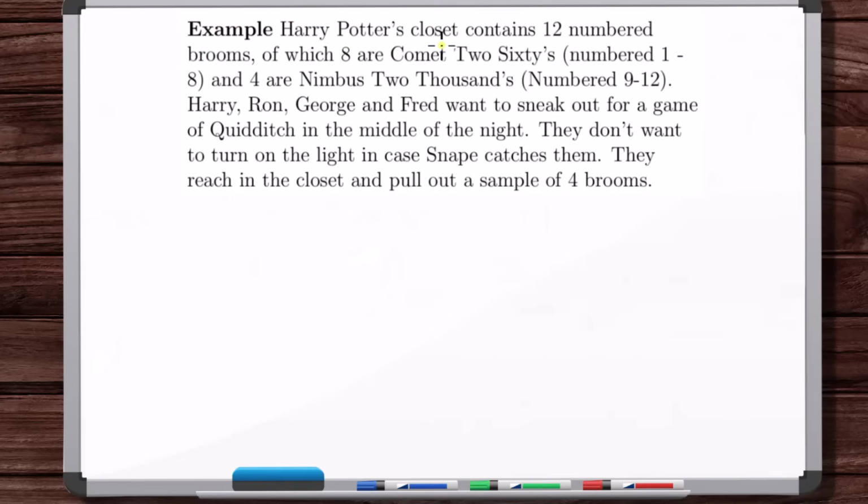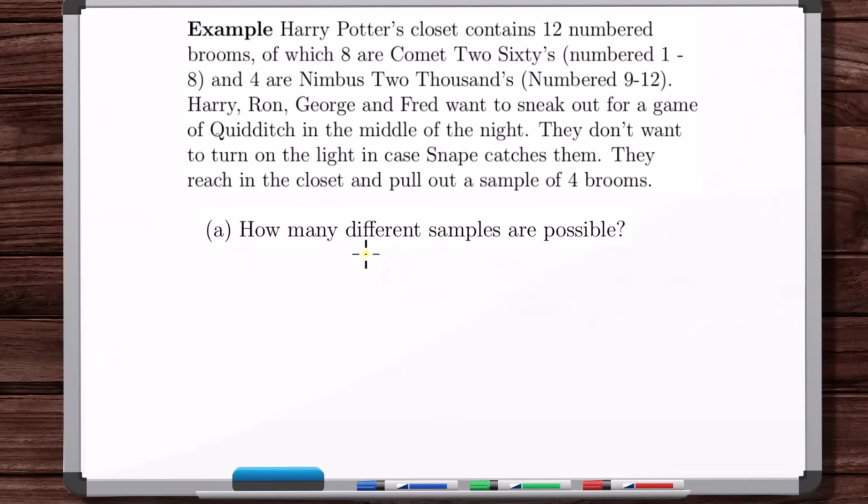Harry Potter's closet contains 12 numbered brooms, of which 8 are Comet 260s, numbered 1 through 8, and 4 are Nimbus 2000s, numbered 9 to 12. Harry, Ron, George, and Fred want to sneak out for a game of Quidditch in the middle of the night. They don't want to turn on the light in case Snape catches them. They reach in the closet and pull out a sample of 4 brooms. How many different samples are possible?